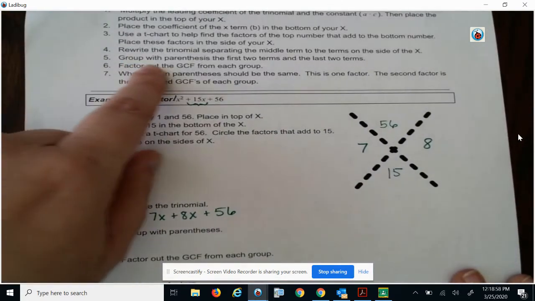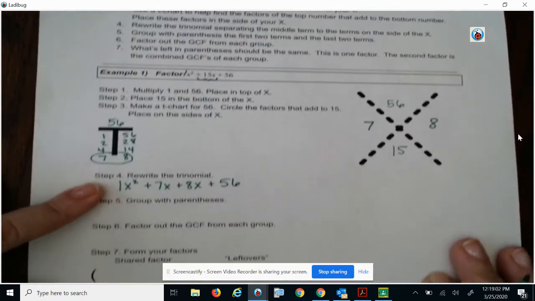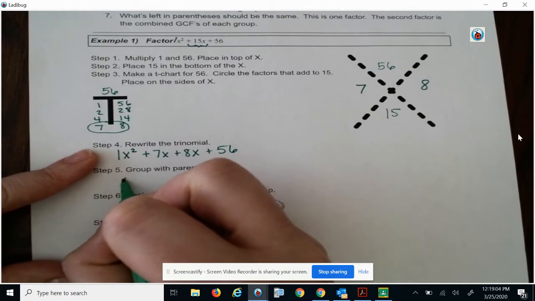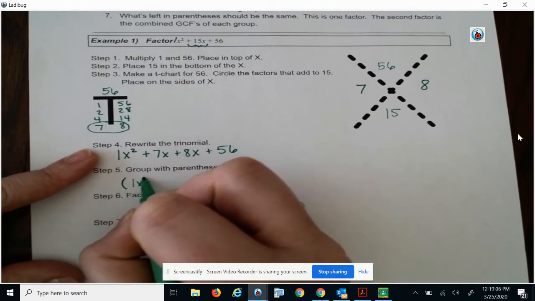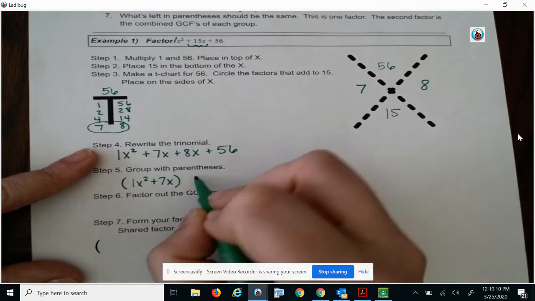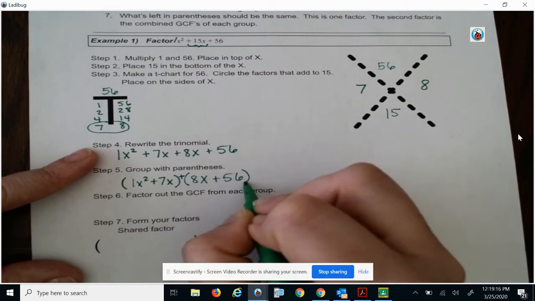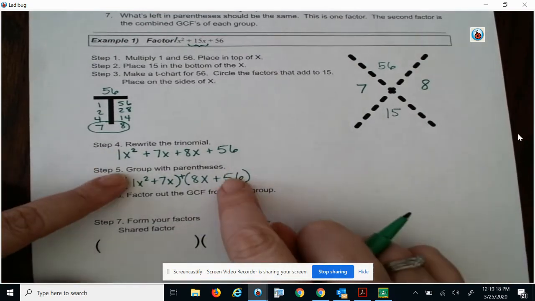Okay, step 5, group with parentheses the first two terms and the last two terms. So I'm going to do 1x squared plus 7x in one set of parentheses. And then our next two, there's a plus in there, 8x plus 56. I have two groups here.